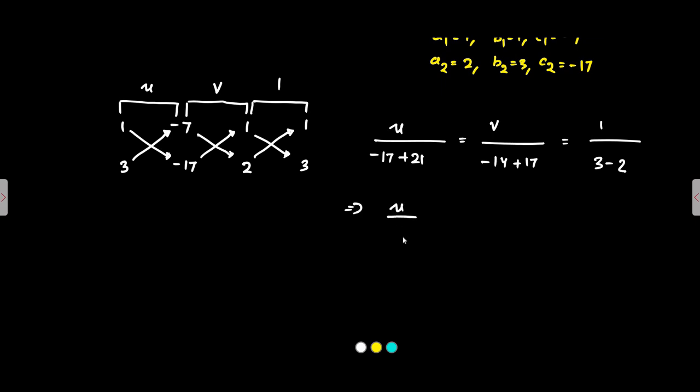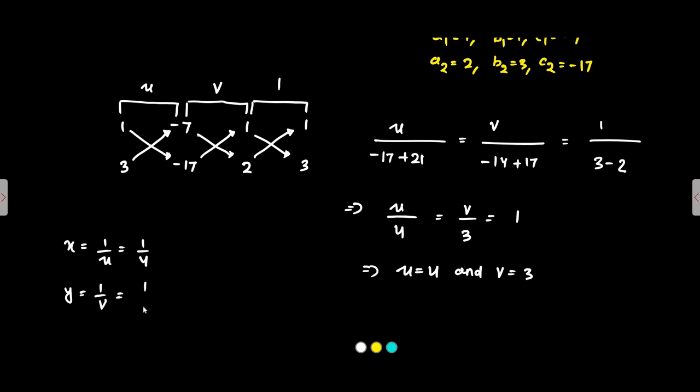u by 4 is equal to v by 3 is equal to 1. That implies u is equal to 4 and v is equal to 3. Now we have made some substitutions. So u is equal to 1 by x, that implies x is equal to 1 by u, which is equal to 1 by 4. Y is 1 by v because v is 1 by y, so y is equal to 1 by v, which is equal to 1 by 3.